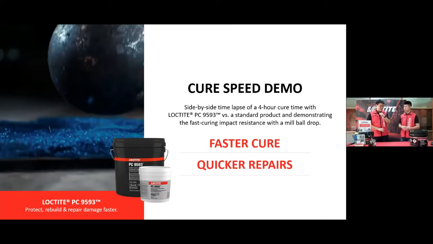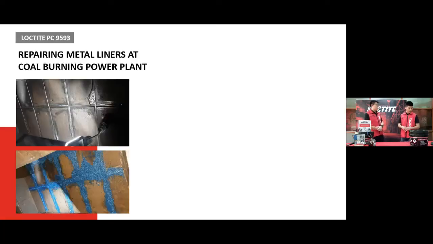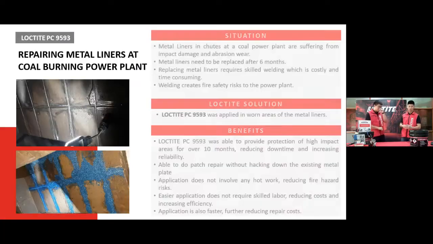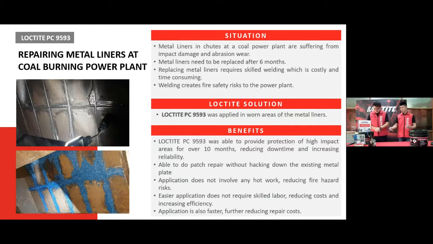So next, we move on to our case study on impact damage. Okay, thank you, Vincent. As you can see in this slide, the first picture is one of our coal bunkers in a coal power plant. There is some damage on the metal liners, and our client requested repairs. Previously, they needed to hack the whole plate down, pre-cut it and weld it back, but all this takes a very, very long time.